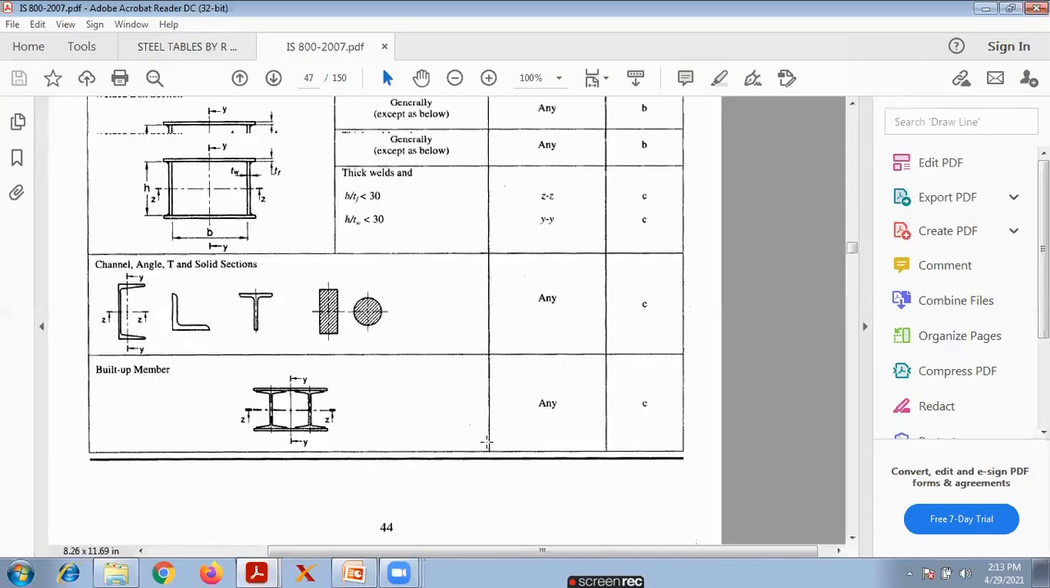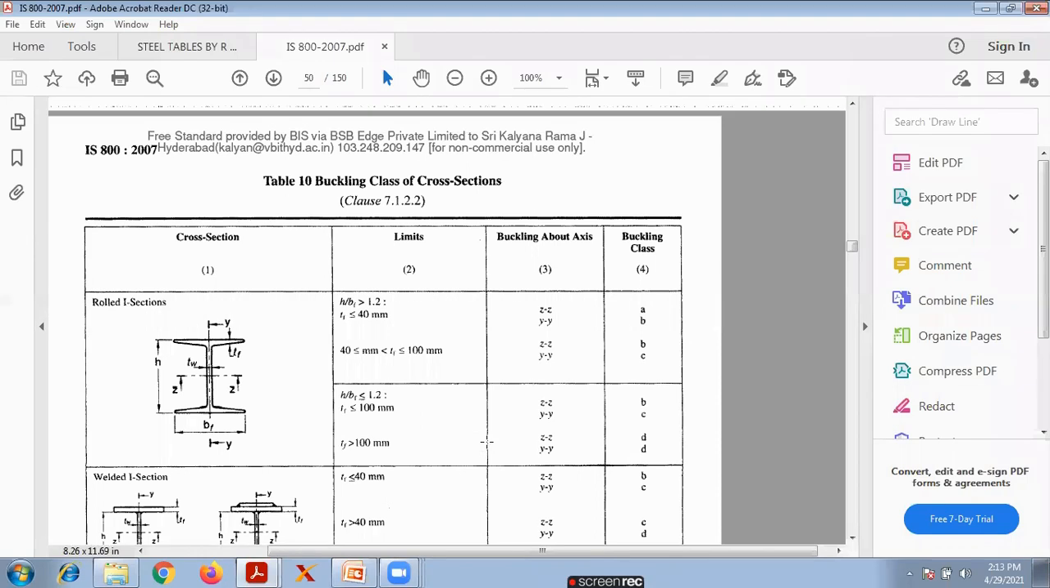Yeah. My dear students, now from the data, whatever we have taken from the steel table, the next step is we have to calculate the H by BF. Here you will observe and also TF. So from the table number 7, that is the table number 10, that is the buckling class of cross section. I told you already the buckling classes are available A, B, C, D like that.